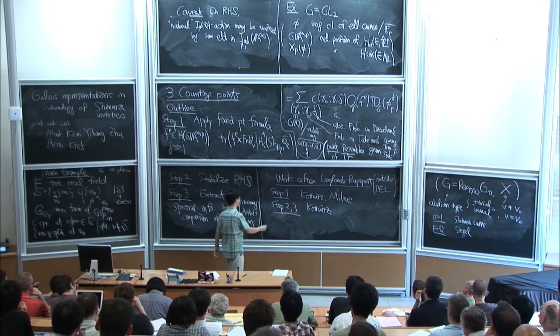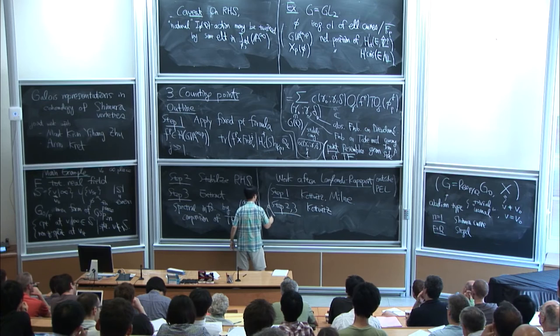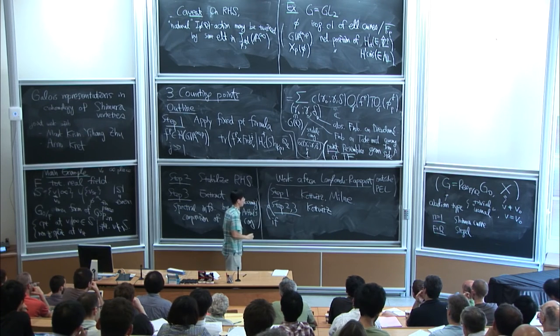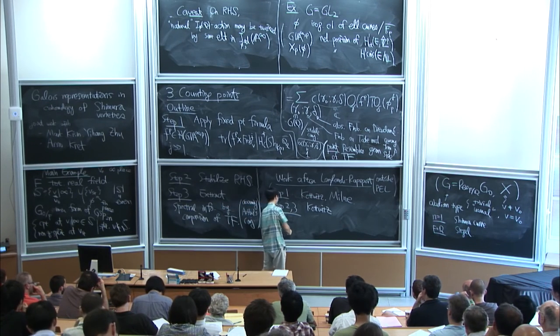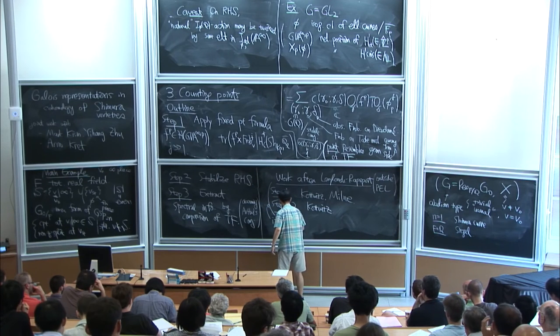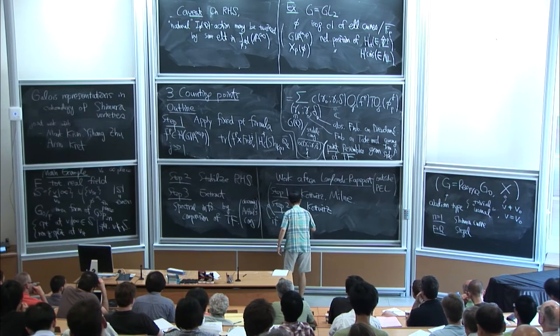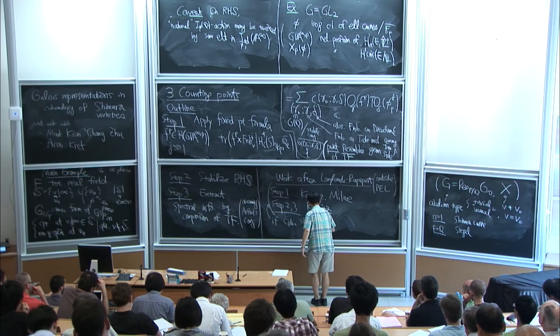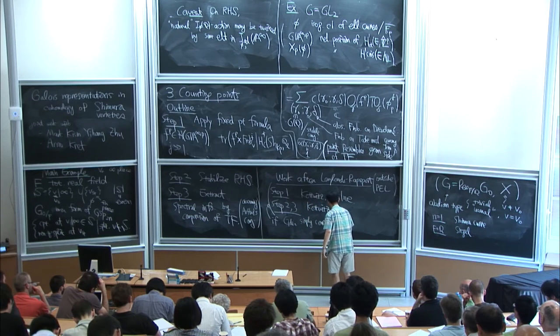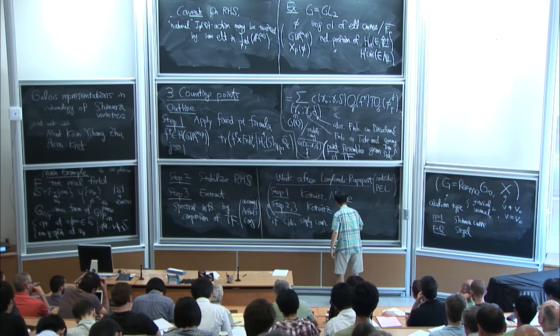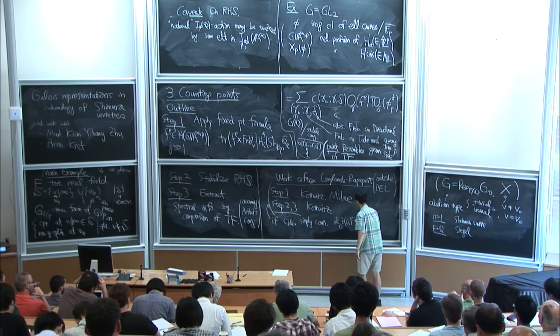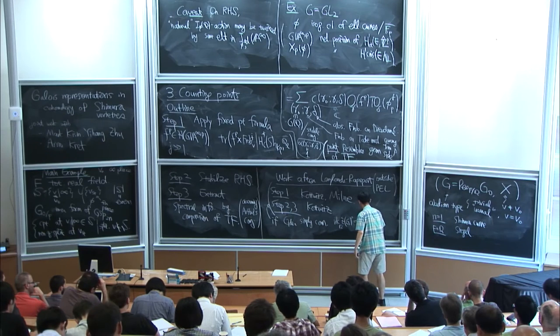But now, unfortunately, these are written down under two hypotheses. First of all, the derived subgroup of G is simply connected, and also the rank of the central torus over Q is the rank of the central torus over R.